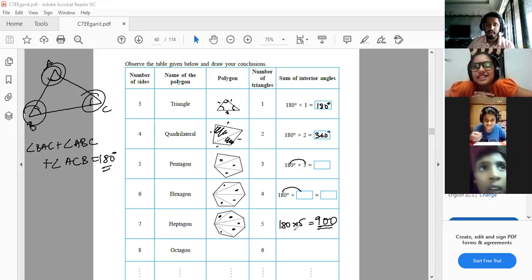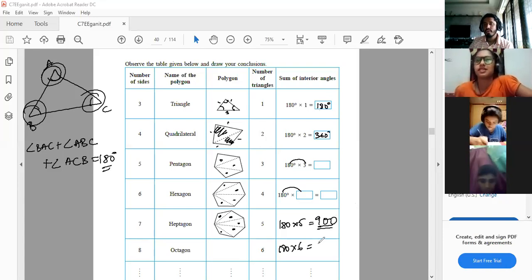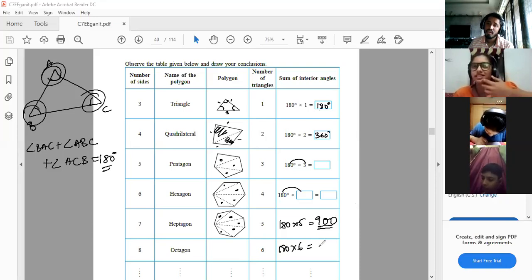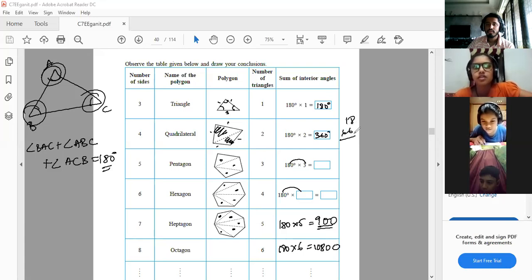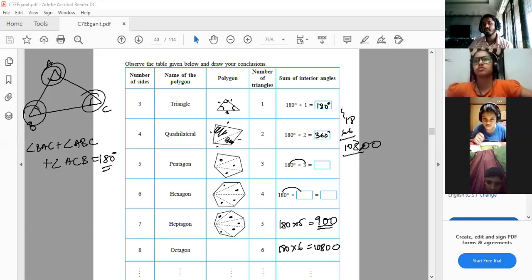Octagon has how many sides? 6 sides. So 180 into 6 is how much? 180 into 6. Come on, fast. 180 into 6. What is 18 sixes? 6 8s are 48. 6 1s are 6, 108. 108 and 2 zeros. Okay, so that is the sum of the interior angles.